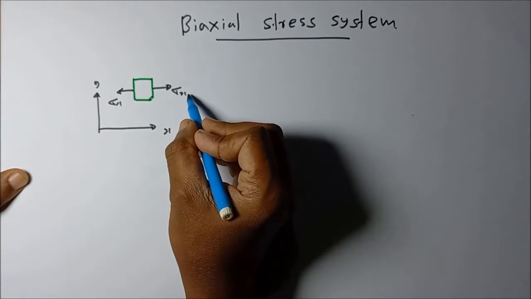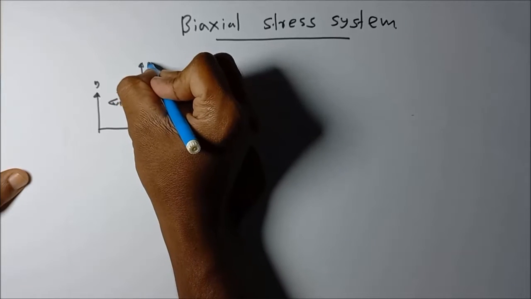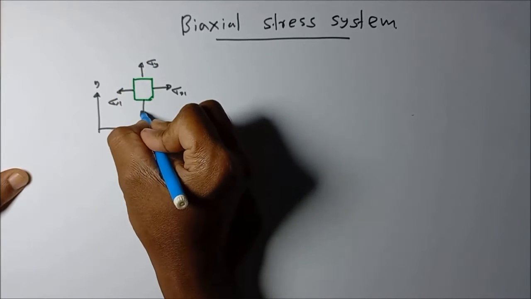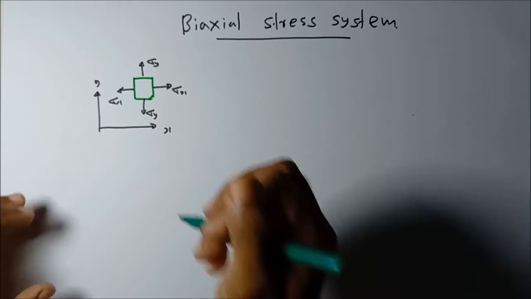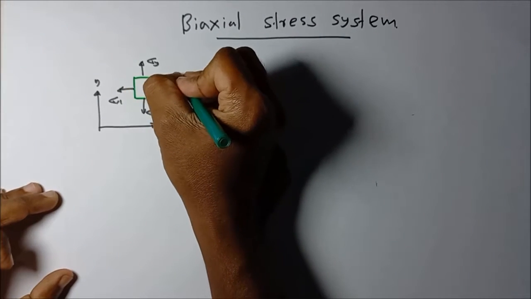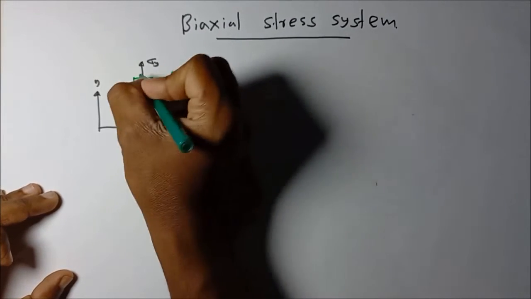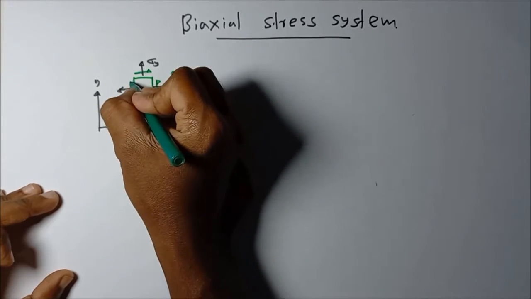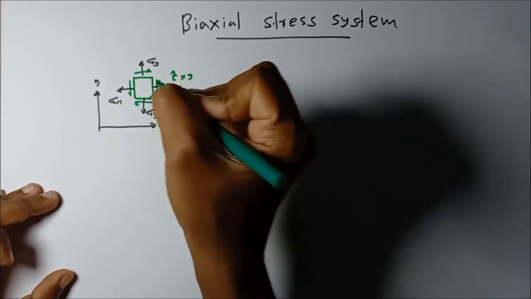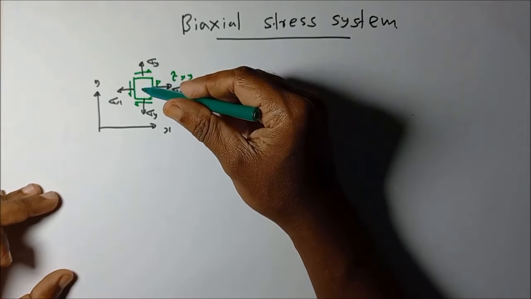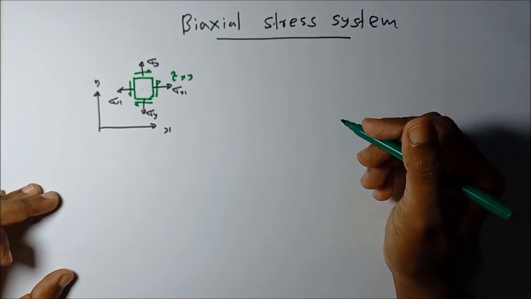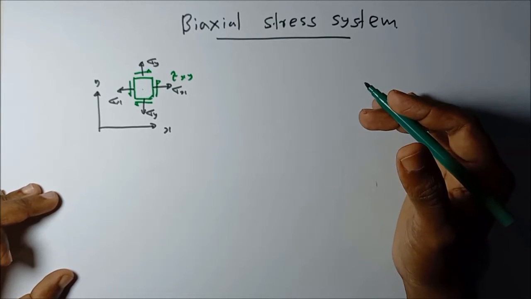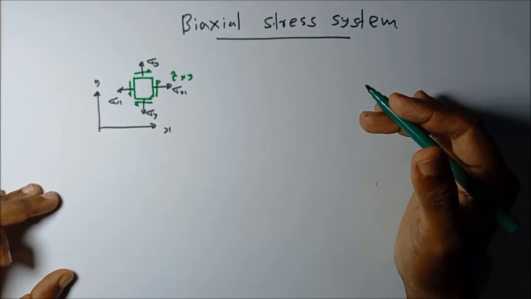The normal stress acting in the x direction and the normal stress acting in the y direction, and also the shearing stresses, tau xy and tau yx. You can see all the stresses acting on this element we can represent on a two-dimensional xy plane. These kinds of stress systems are called biaxial stress systems.